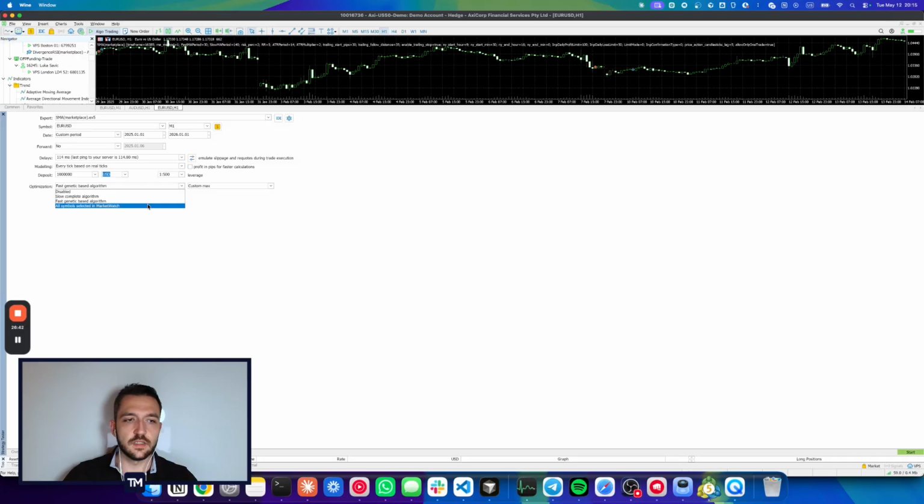And all symbols selected in Market Watch is again just going over all the symbols, and this is something that I don't use. I think every symbol is another story, so yeah.